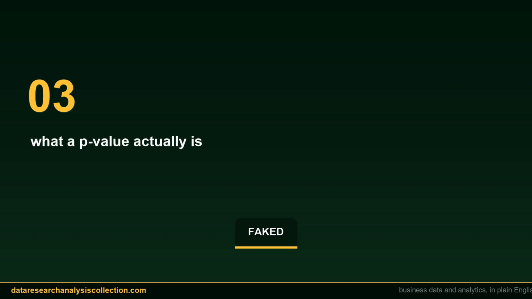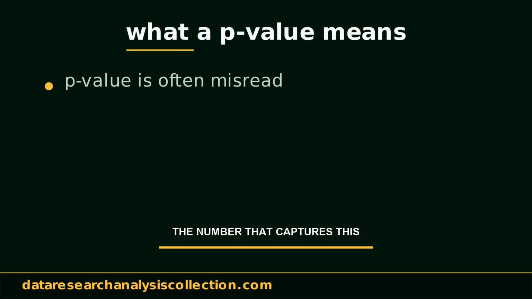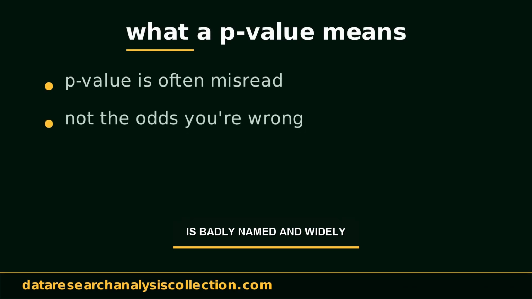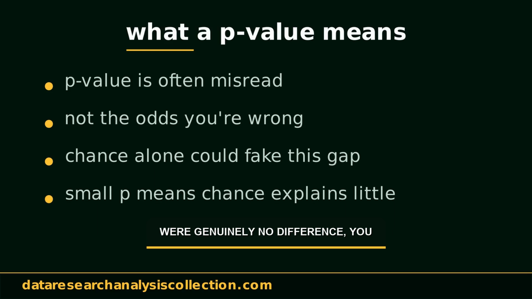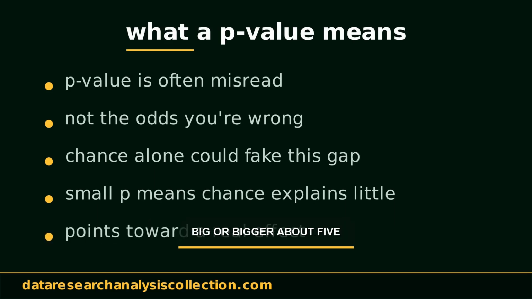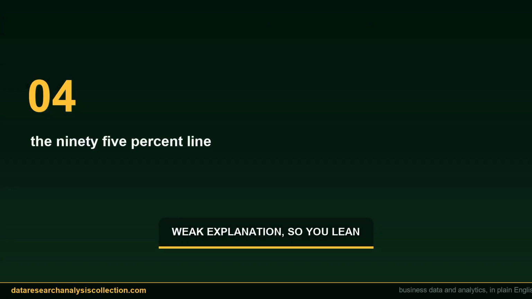What a p-value actually is. The number that captures this is the p-value, and it is badly named and widely misunderstood. A value of 5% does not mean there is a 5% chance your result is wrong. It means that if there were genuinely no difference, you would see a gap this big or bigger about 5% of the time from chance alone. Small p-value, chance is a weak explanation, so you lean toward a real effect. It is a measure of how surprising your data would be in a world where nothing was actually happening.